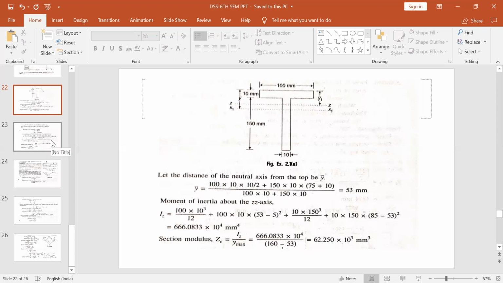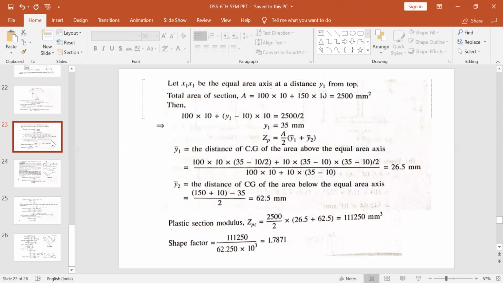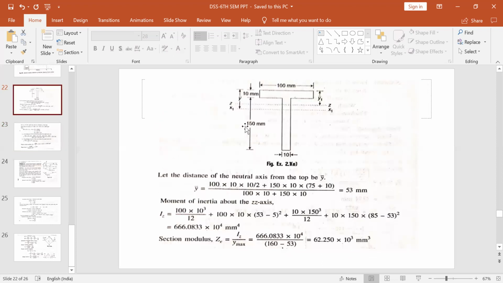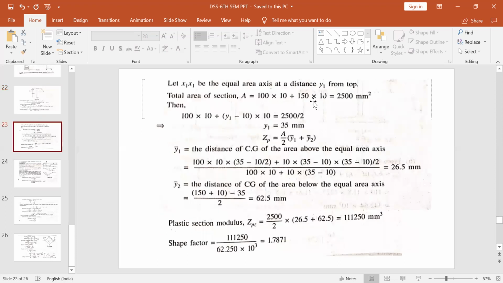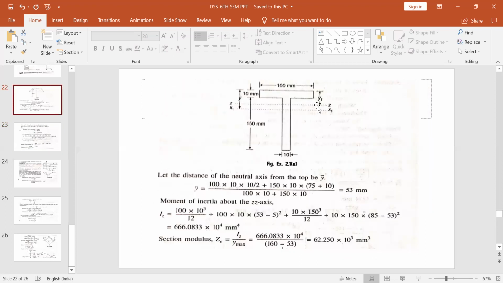Now let us find the plastic section modulus. Let Z1Z1 be the equal area axis, the plastic neutral axis, with the equal area axis at a distance y bar from the top. ZZ1 will be the plastic neutral axis. This is the elastic neutral axis, this is the plastic neutral axis.